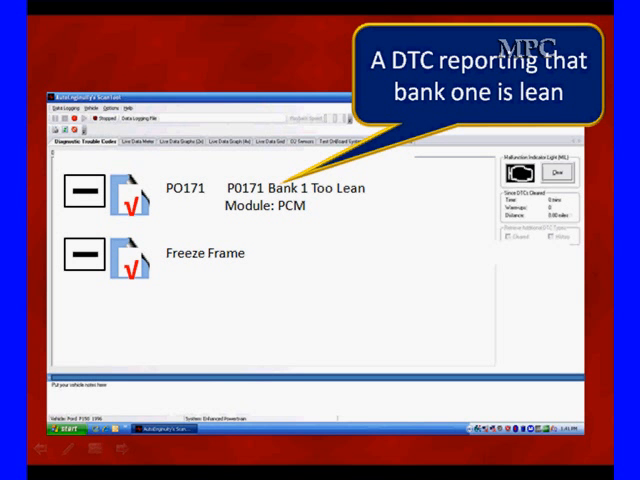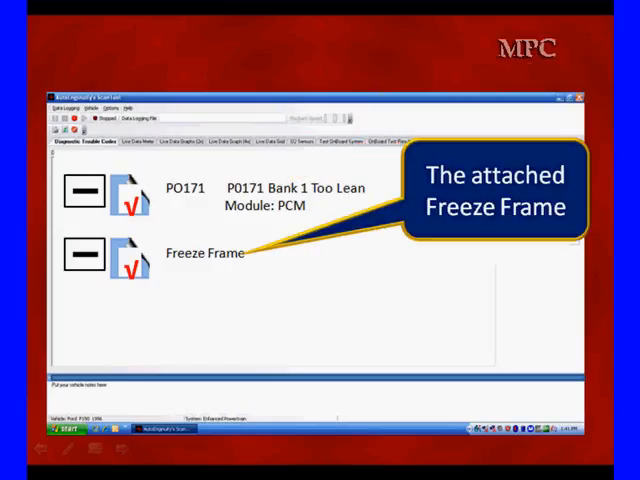It's reporting lean on one bank, and if we have a 4-cylinder engine or an inline 6, there's probably only one bank. But remember, we have attached freeze frame. Quite often, lean codes set up at light load acceleration. Don't erase this code and lose your freeze frame before you've had a chance to understand what's going on.